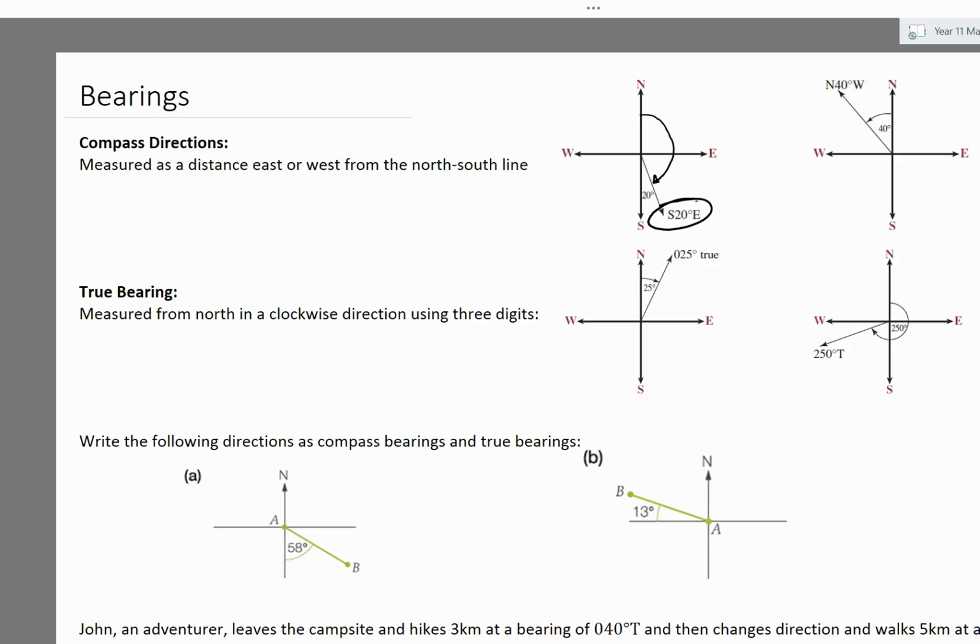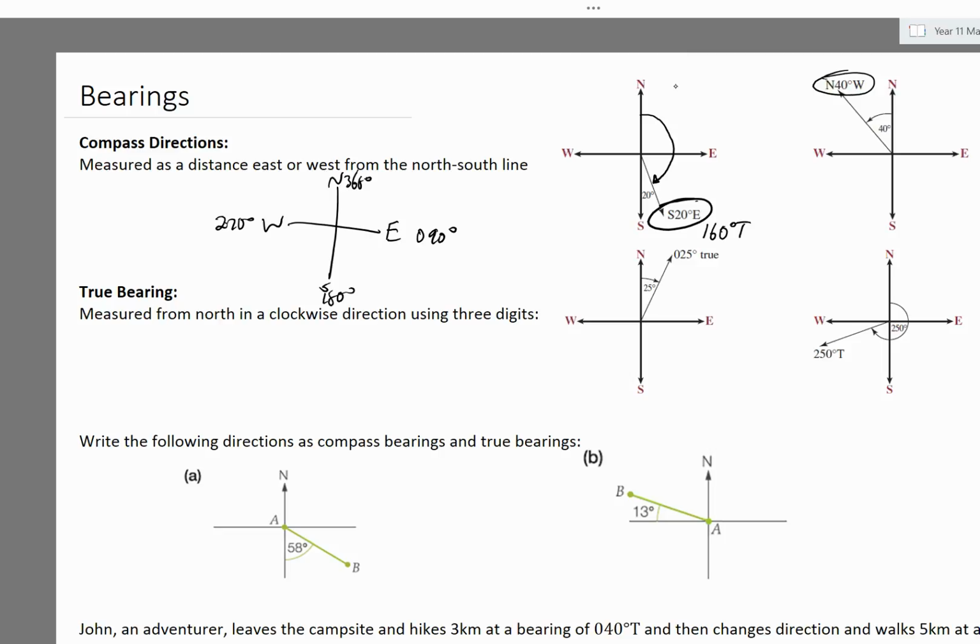I know that generally north, east, south, west is 90 degrees, 180 degrees, 270 degrees, 360 degrees. I know south is 180, so 180 minus 20 is the same as 160 degrees true. Okay, so you need to be able to do those conversions.